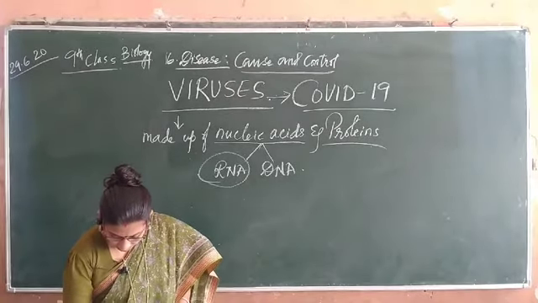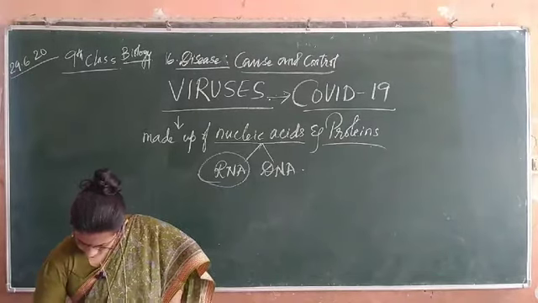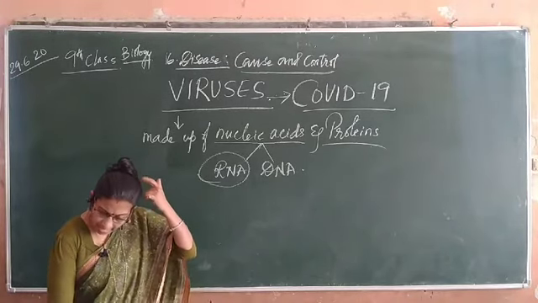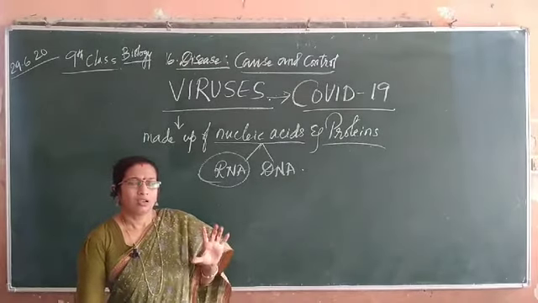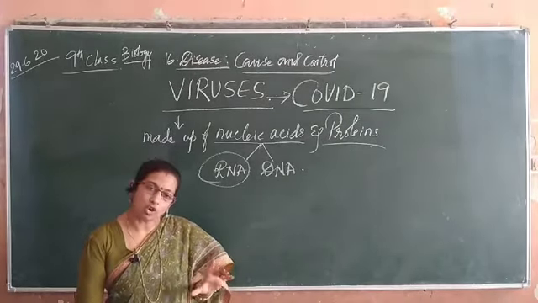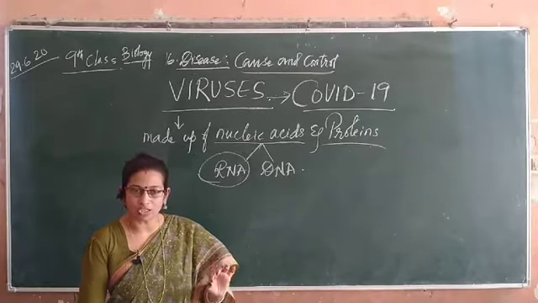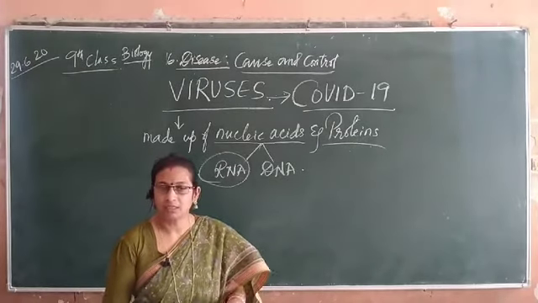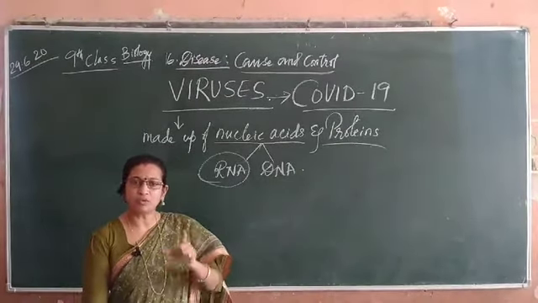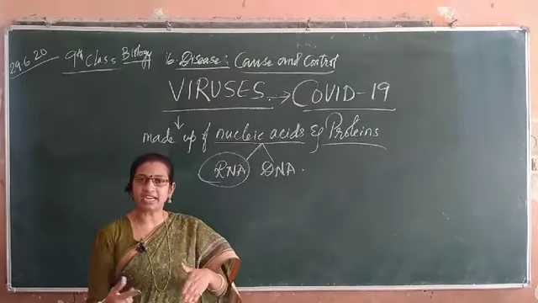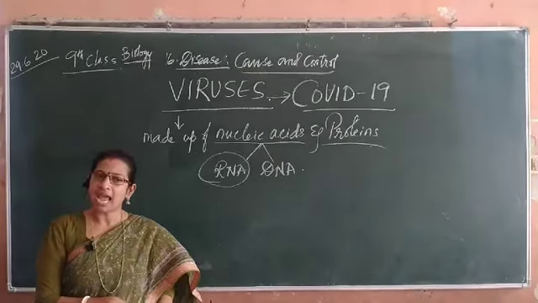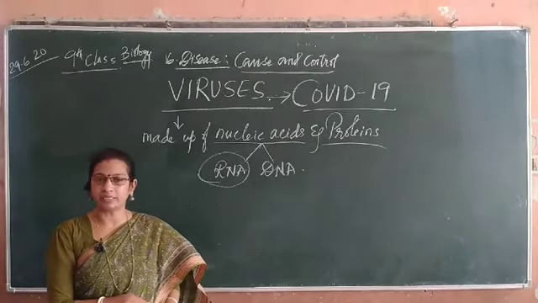Now, these viruses, as I told you, are very specific. Like rabies is also caused by a virus, which is very specific. It is caused by a dog's bite. That means the virus is harboring in the dog. Through the dog's saliva, it enters into our bloodstream and it causes rabies.